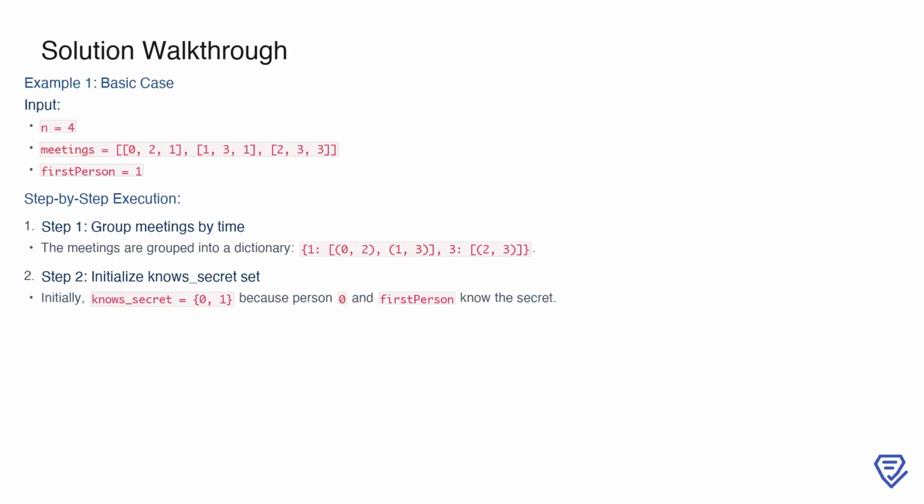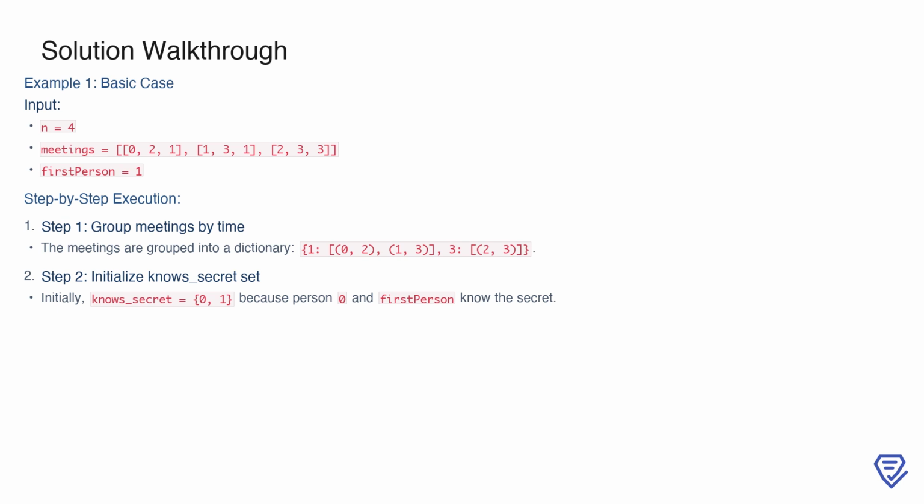In this example, we are given 4 people and a series of meetings with specific times. The goal is to identify all the people who end up knowing the secret. First, we group the meetings by their time, which helps us process them in chronological order. This results in a dictionary where the keys represent the time and the values are the meetings that occur at that time. For instance, at time 1, we have 2 meetings, one between persons 0 and 2, and another between persons 1 and 3. At time 3, there's a single meeting between persons 2 and 3.